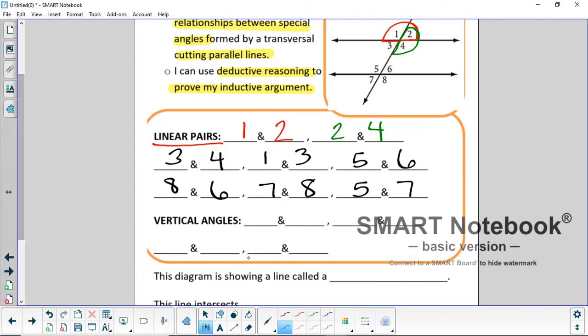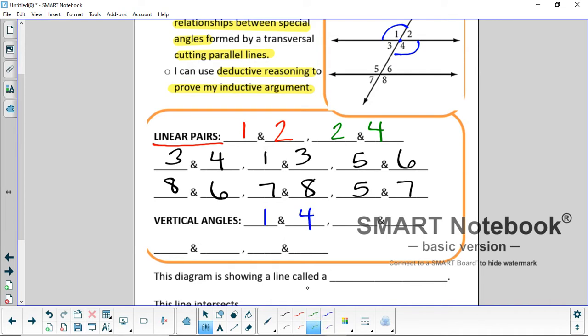Okay, for our next one, we're going to be doing vertical angles. And remember, vertical angles share a vertex, but they do not share a side. And those angles are the same size. So visually, this is kind of easy to figure out because here you can see angle 1 is an obtuse angle, whereas angle 2 is an acute angle. So those couldn't be vertical angles because they're not the same size. So remember, vertical angles share a corner, but they do not share a side. So an example would be angle 1 and 4.